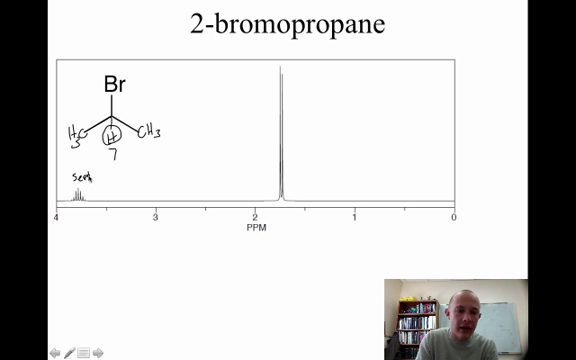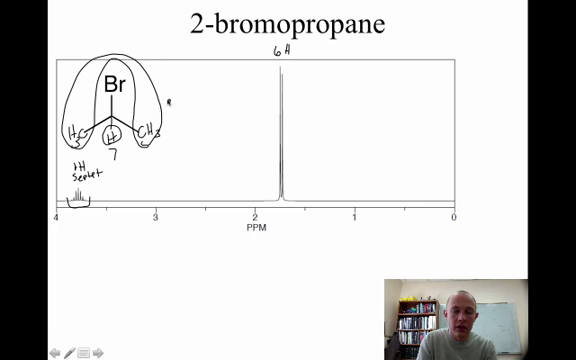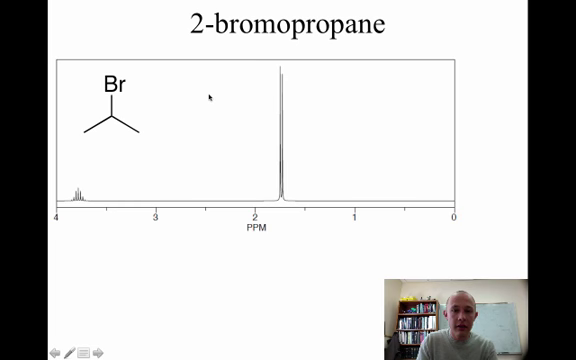So we see a septet here that we would expect to integrate to 1 hydrogen. If we integrated this entire set of peaks, we would get 1 hydrogen. Here, if we integrated these 2 peaks, we would see 6 hydrogens, which makes sense, right? Because these 6 hydrogens are adjacent to a single hydrogen, so these would get split into a doublet. And the chemical shift also makes sense, right? Because this peak corresponding to this hydrogen is further to the left because it's directly bonded to an electronegative bromine.